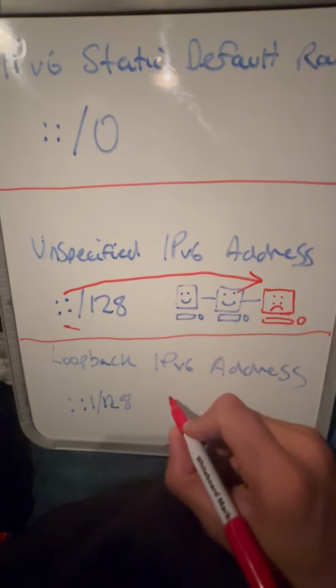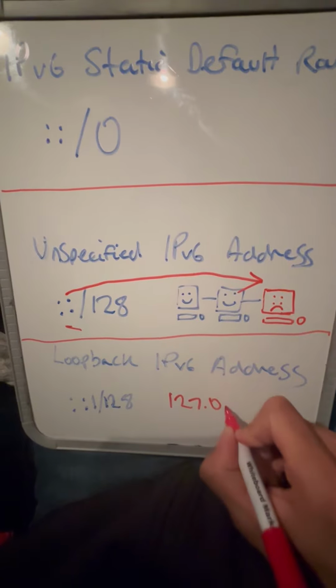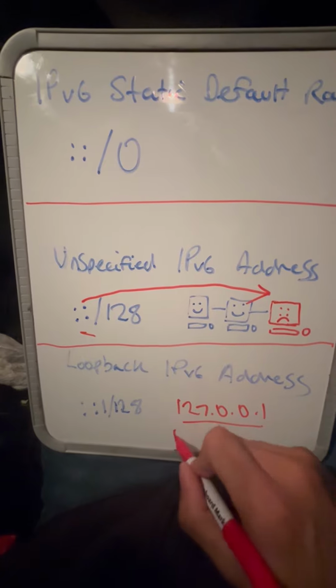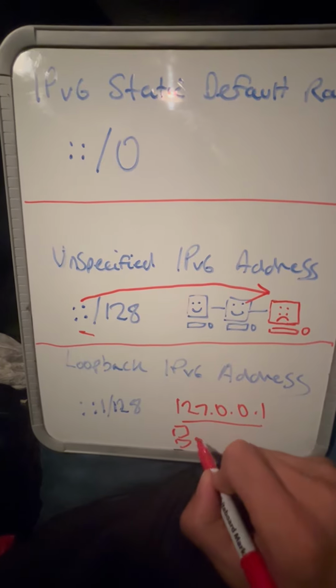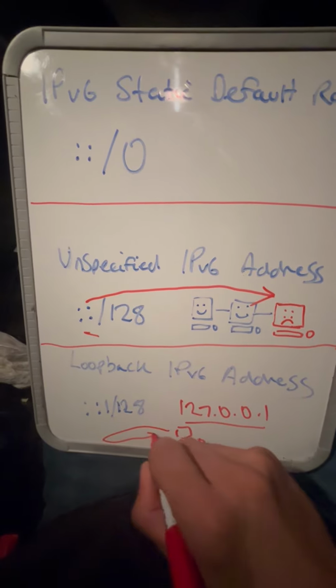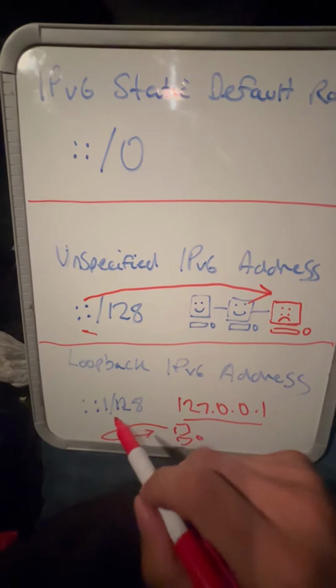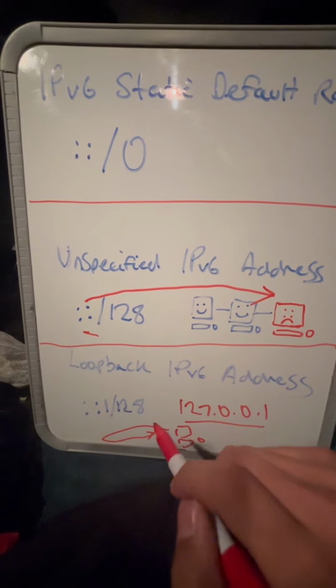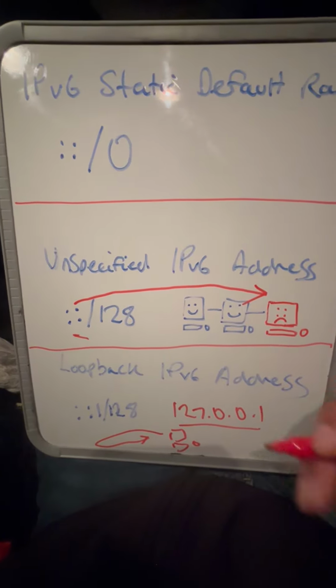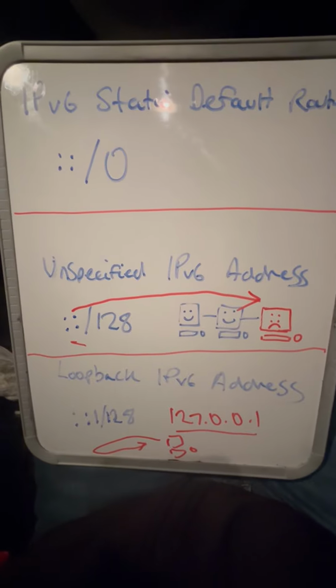This is actually the equivalent of this in IPv4. It's used to ping for an end device. It is used by a device to do a ping to itself. So ::1/128 is the equivalent of 127.0.0.1, which is used in IPv4 as the loopback address.